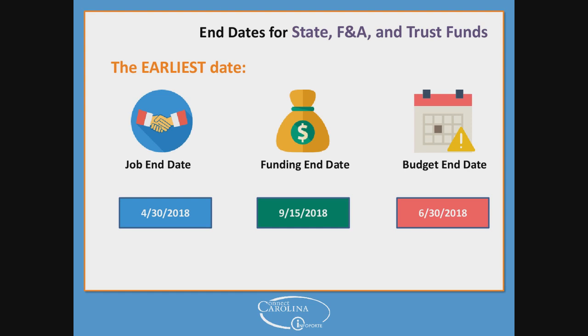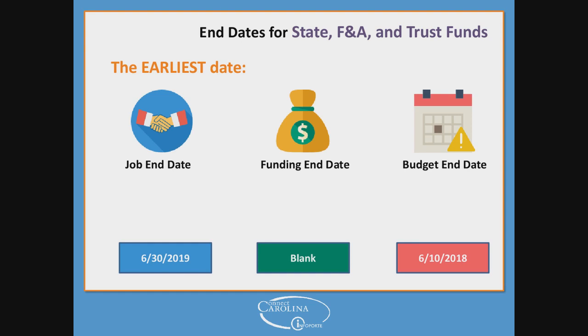So let's look at concrete dates for that. So we have an employee here. The job end date is April 30th, 2018, so it's coming up soon. The funding end date is September 15th, 2018. And the budget end date, because we're dealing with state funds, is June 30th, 2018. So the system is going to use the earliest of those 3 dates, which is April 30th. So the projections for this employee would only go out through the end of April.